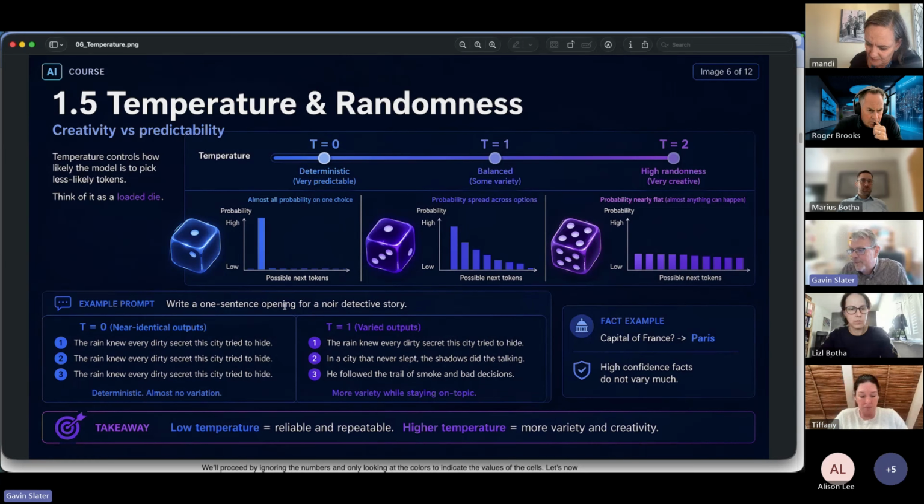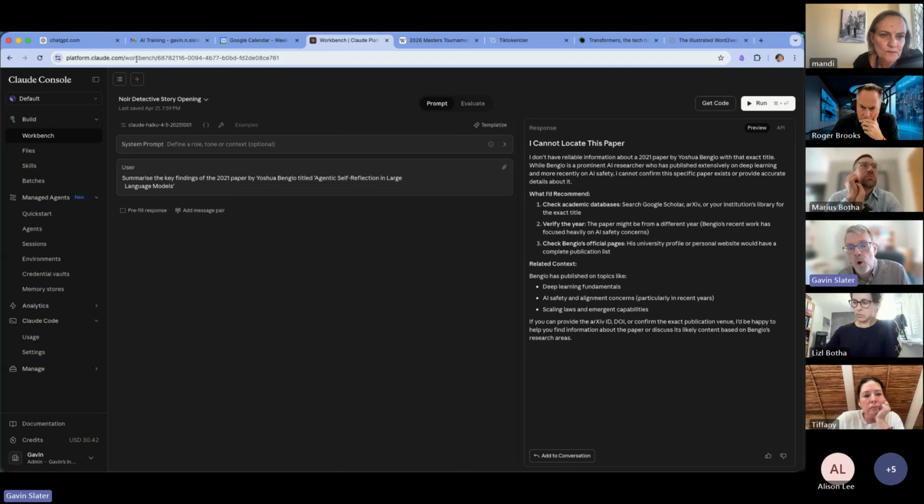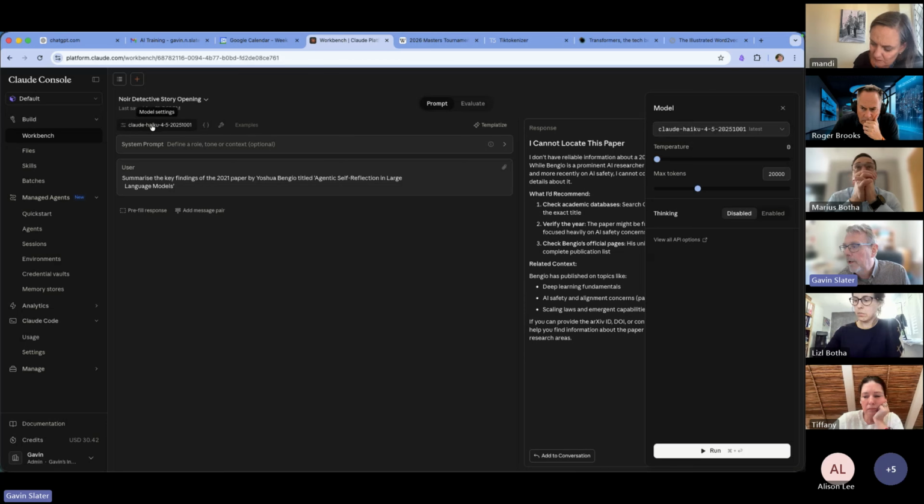The important thing here is that you can actually change whether the model is more random or more creative, or whether it's more predictable. When you're using a typical chatbot on Claude or ChatGPT, that's hidden from you. This is more on the sophisticated end. So if, for example, I go to the Workbench in the Claude Console instead of normal Claude.ai, and I click on the model here, so I clicked on the Claude Haiku model, I can change the temperature.